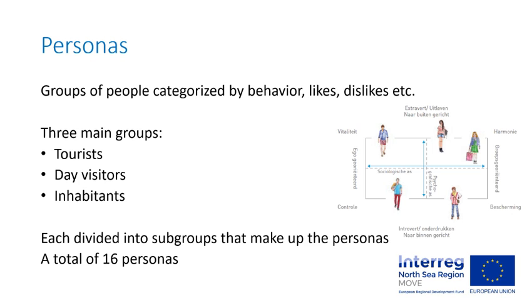For the tourists and day visitors, the theme publication on tourist segments in the province of Zeeland was used, creating 5 tourist personas and 5 day visitor personas. For the inhabitants, Statistics Netherlands data helped to differentiate 6 inhabitant personas. For now, a total of 16 personas are present in the simulation.